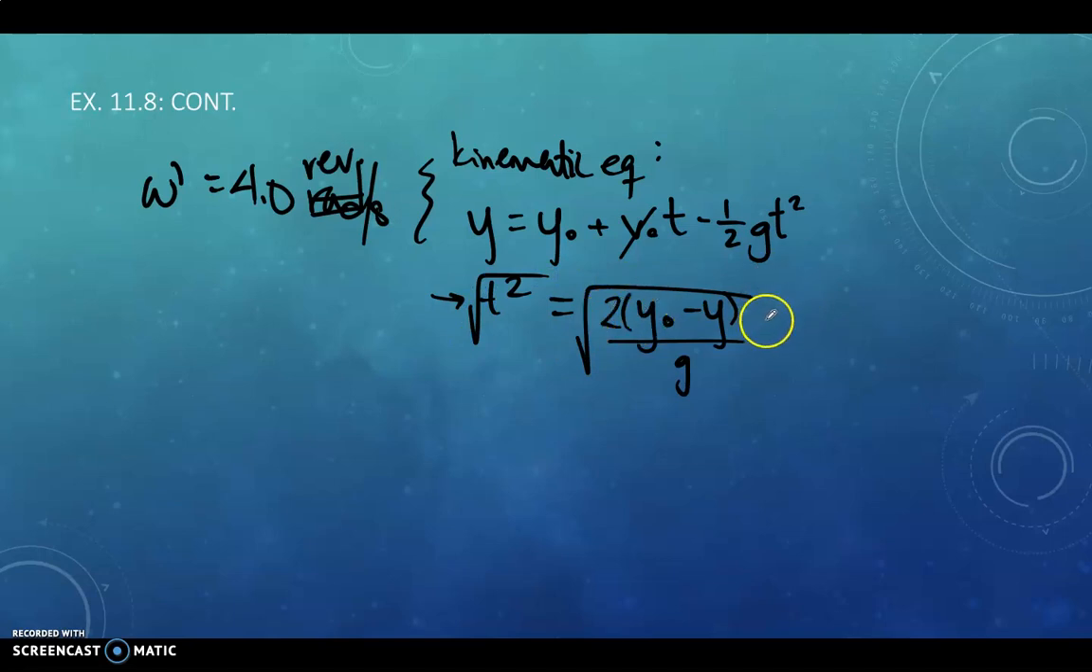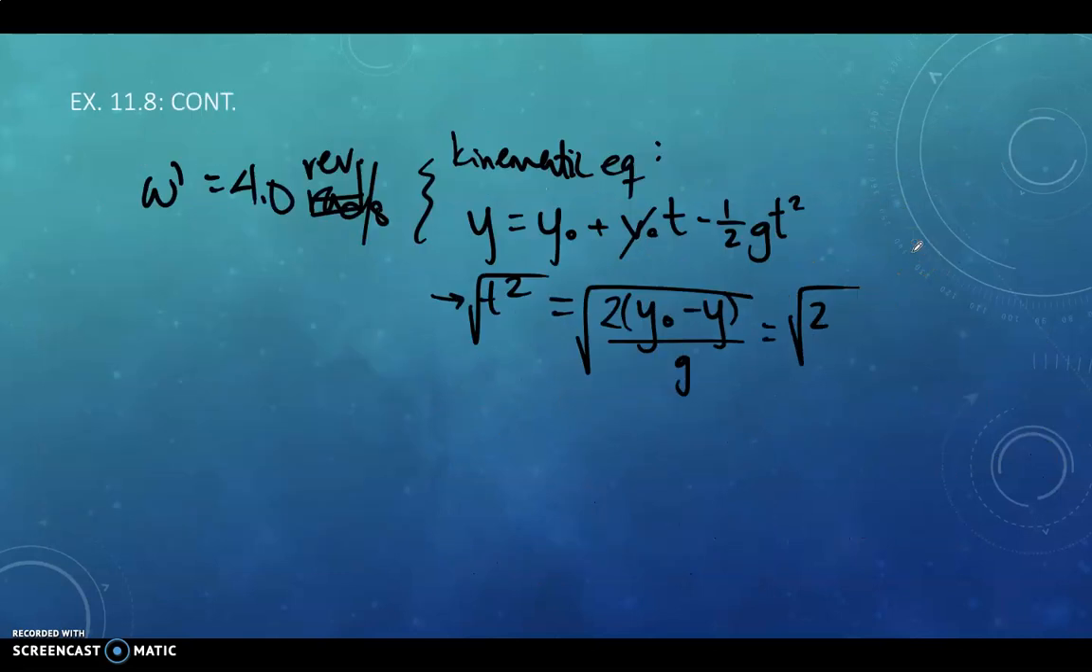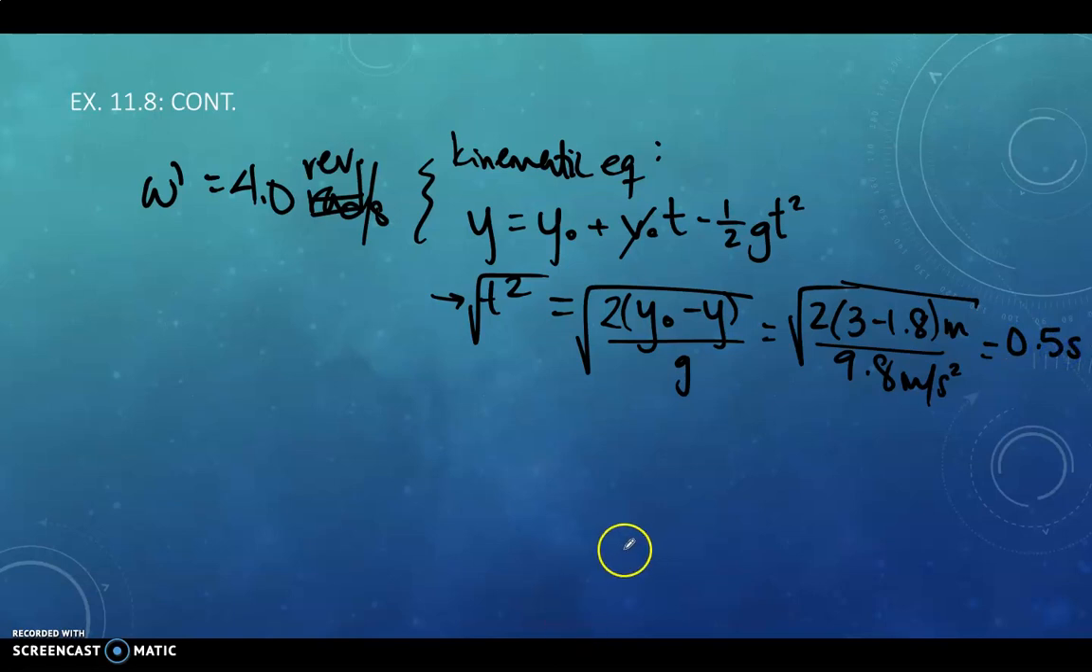So then our t is going to be the square root of 2 times our height difference, so that's going to be 3.0 minus 1.8, and then divide that by 9.8 meters per second squared, and this is in meters up here. So then we should get 0.5 seconds.